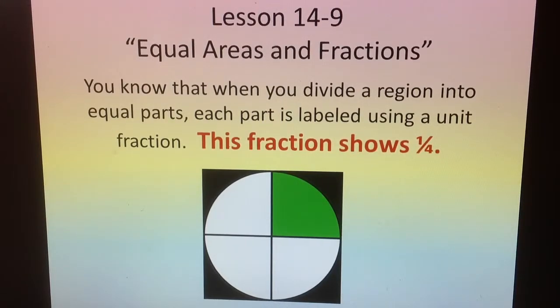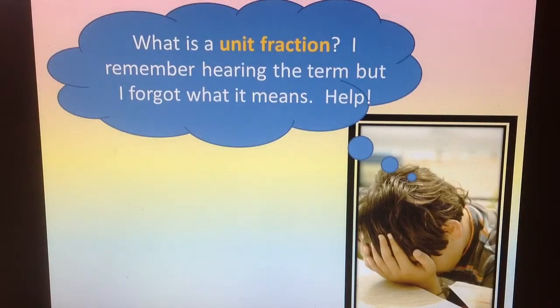Hello, today's lesson is 14-9 and it's called Equal Areas and Fractions. You know that when you divide a region into equal parts, each part is labeled using a unit fraction. So for example, the circle I have here, the fraction is 1/4. Now I was worried students might not remember what a unit fraction is, so we reviewed it.